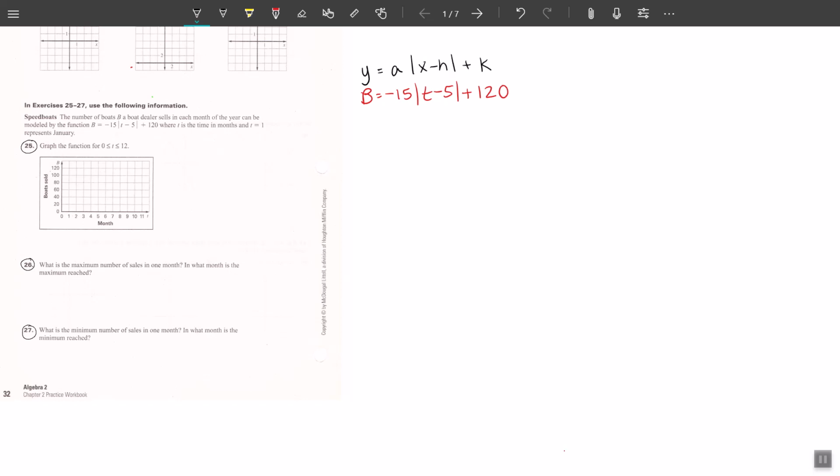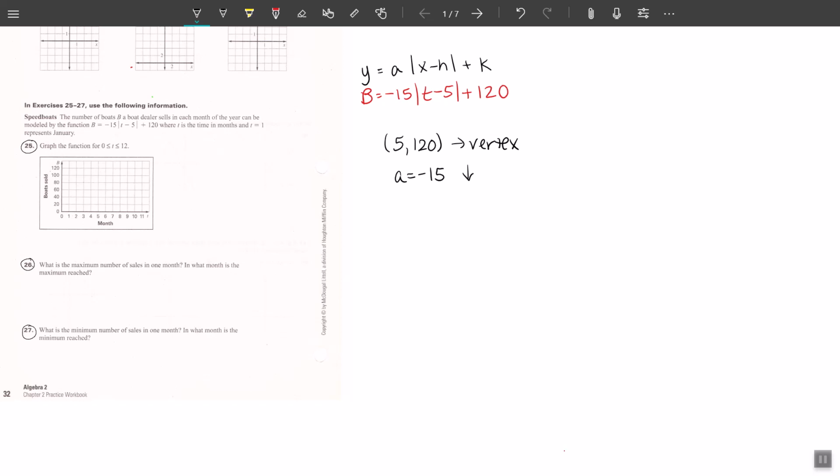Okay, this is written in absolute value form. You have to be able to recognize that in order to make use of it. Our vertex then is going to be 5, 120. That's our vertex. Our a value is negative 15. So a equals negative 15, which means our function is going to open downward.